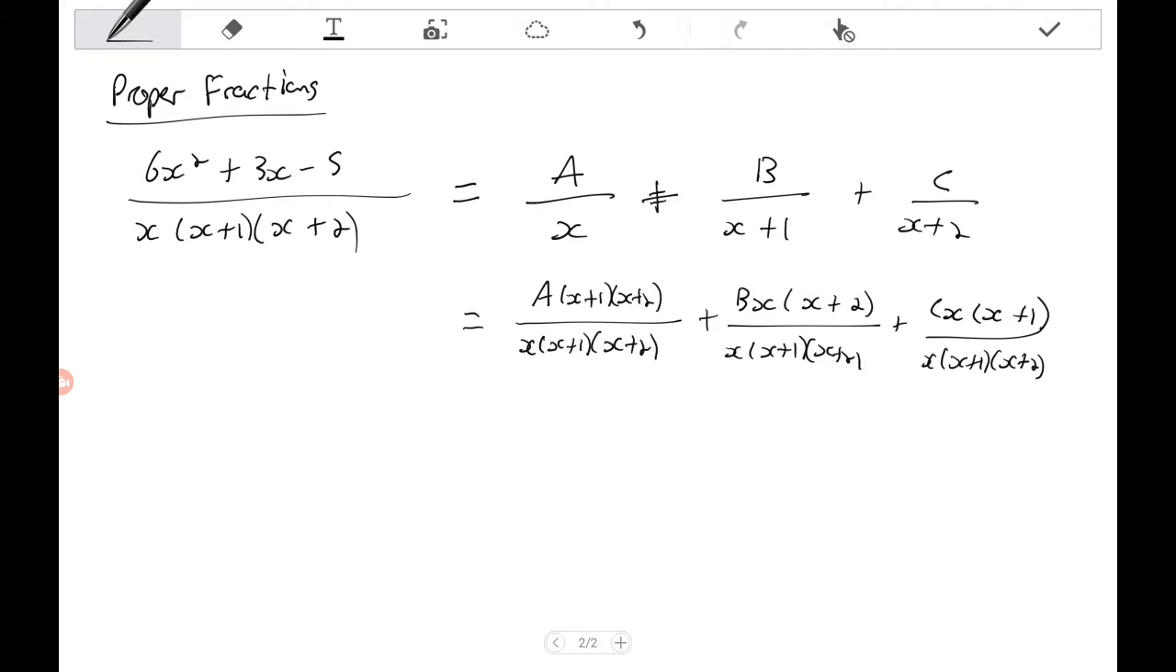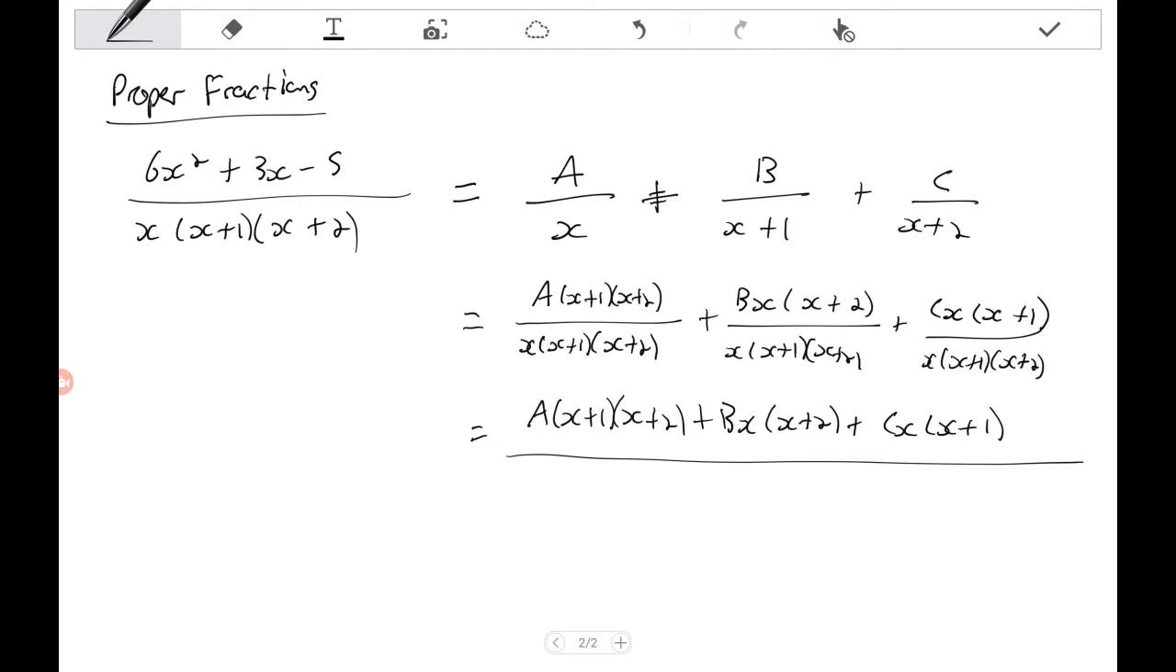That is using the exact same sort of logic you would use to add together simple, non-algebraic fractions. We want to make the denominators the same. So, for example, in the case of a over x, we need to times the denominator by (x plus 1)(x plus 2), and so we times the numerator by (x plus 1)(x plus 2). This allows us to write this as a lots of (x plus 1)(x plus 2), add bx(x plus 2), add cx(x plus 1), all over x(x plus 1)(x plus 2).